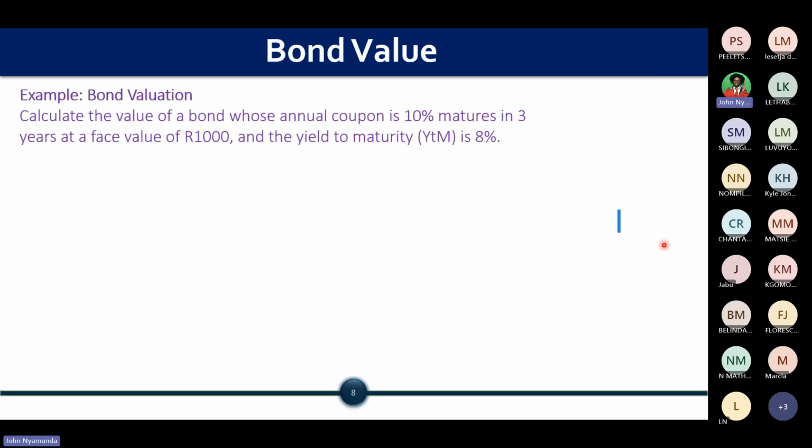Okay. So now let's start with a question. We are already doing questions. Calculate the value of a bond whose annual coupon is 10%, matures in 3 years at the face value of 1,000 rand, and yield to maturity is 8%. So if we look at it carefully, we say value whose annual coupon is 10%. So 10% of what? 10% of 1,000, which is 100 rand. When is it maturing? In 3 years. So how often is it paying you interest? So it's paying you 100 rand every year for 3 years.